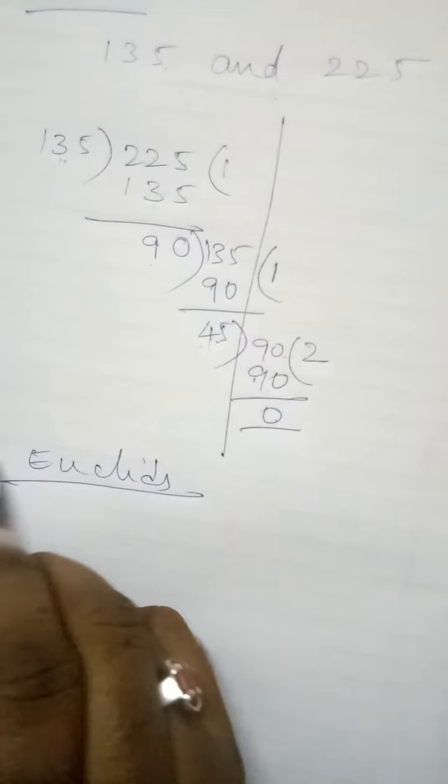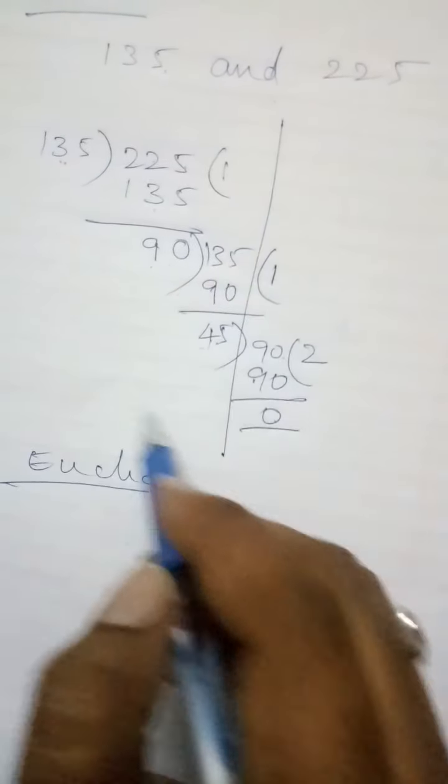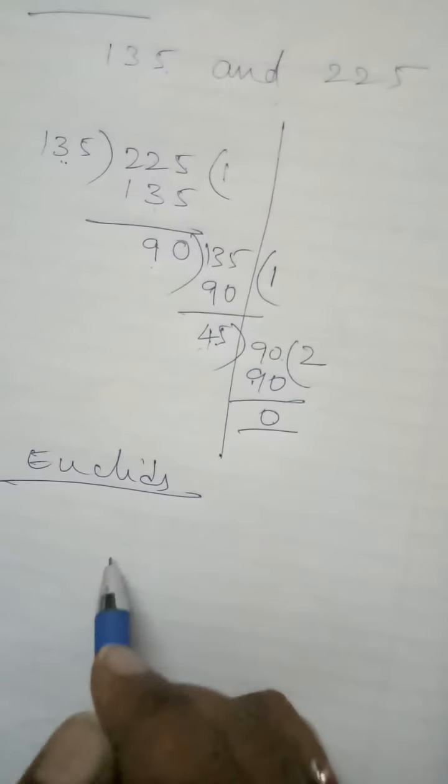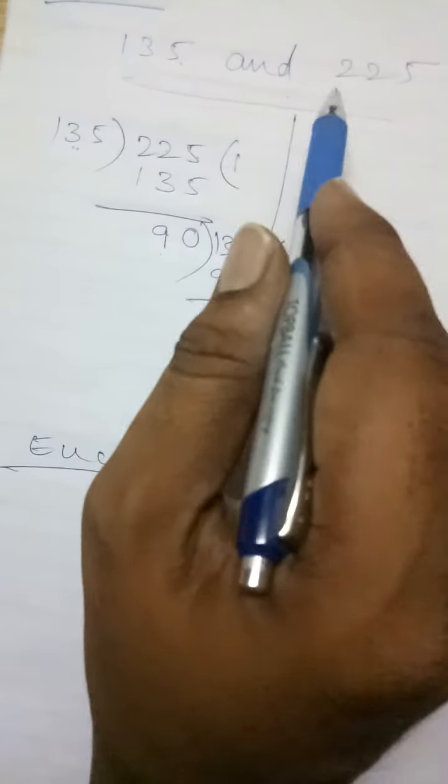Now converting into Euclid's method. This is the method. For your understanding, I am explaining in long division, but we have to do only this Euclid method in the examination. Here the required numbers are 135 and 225.